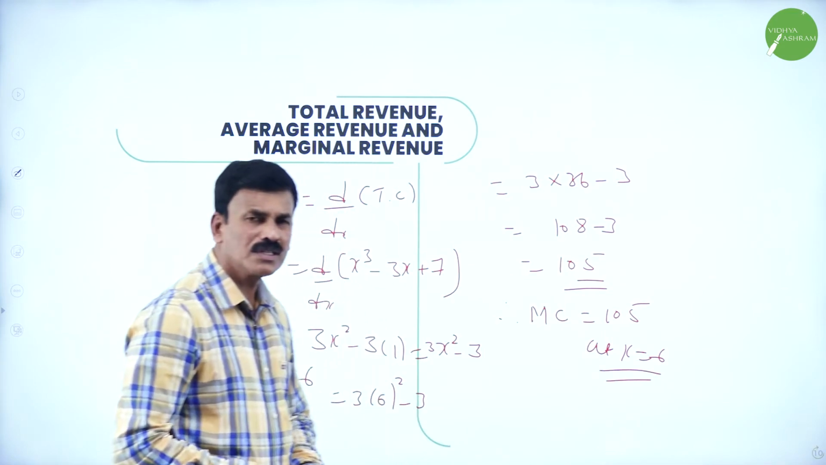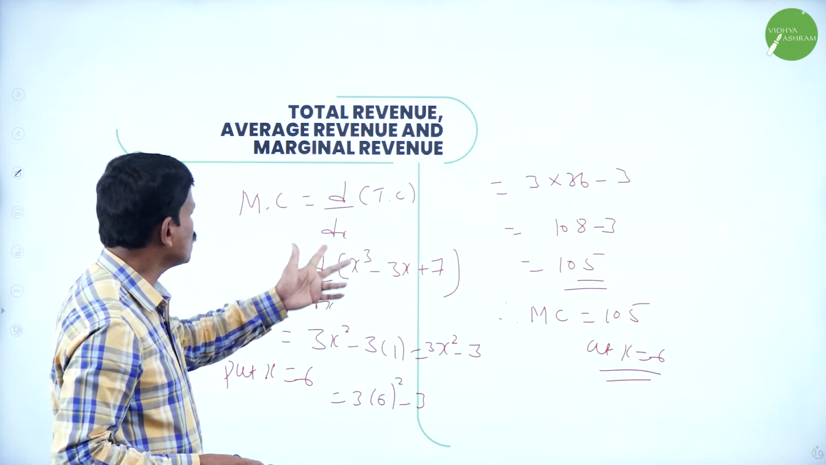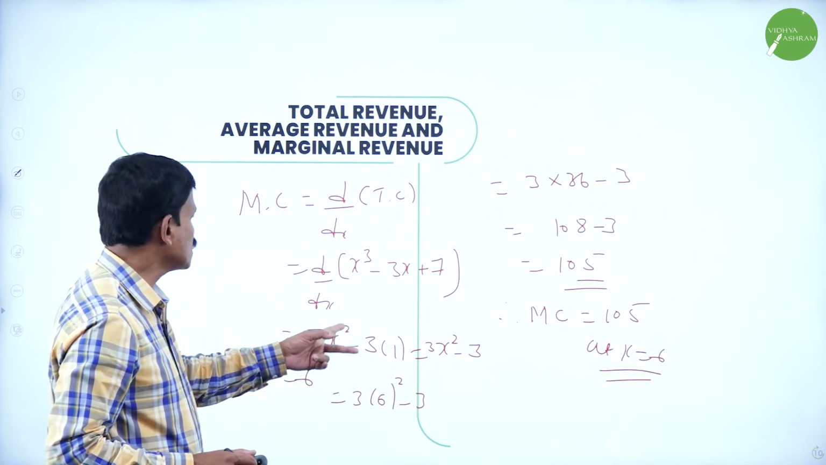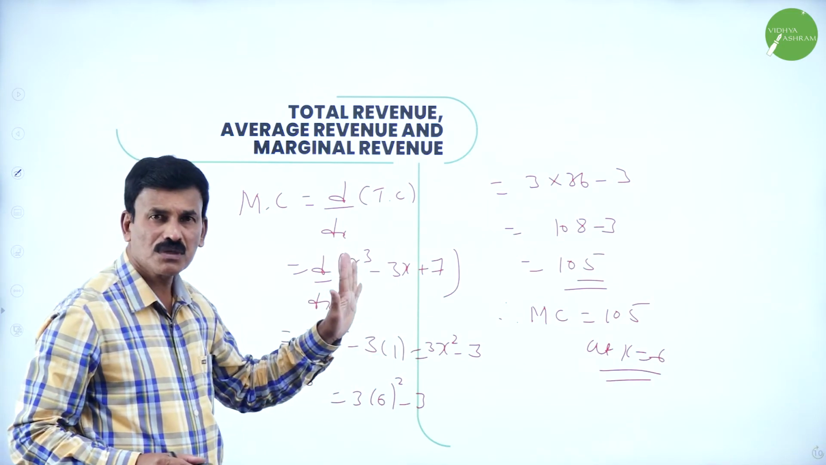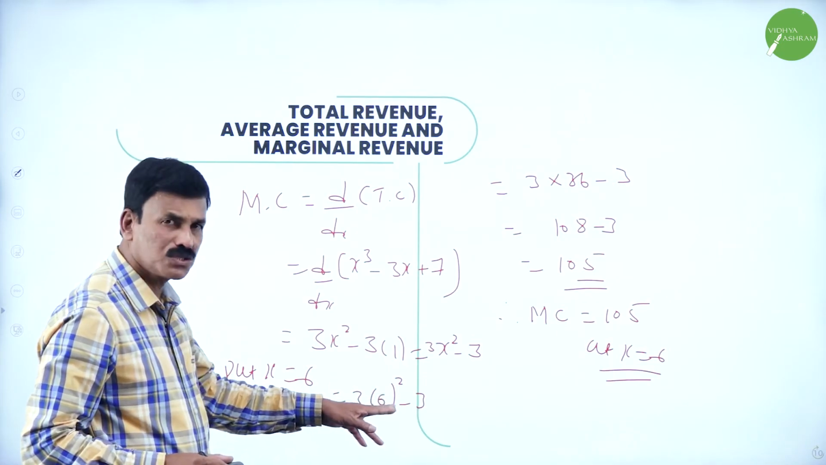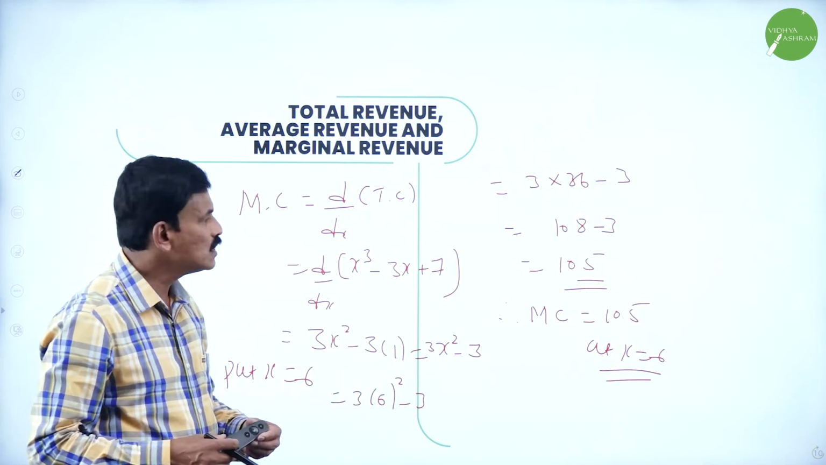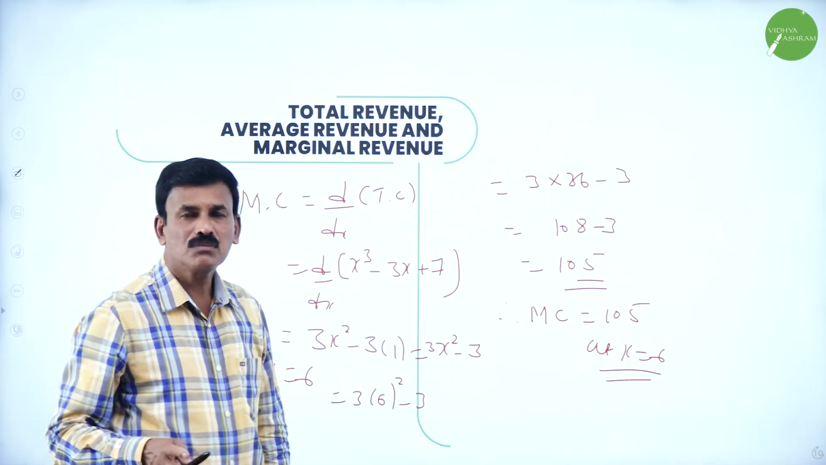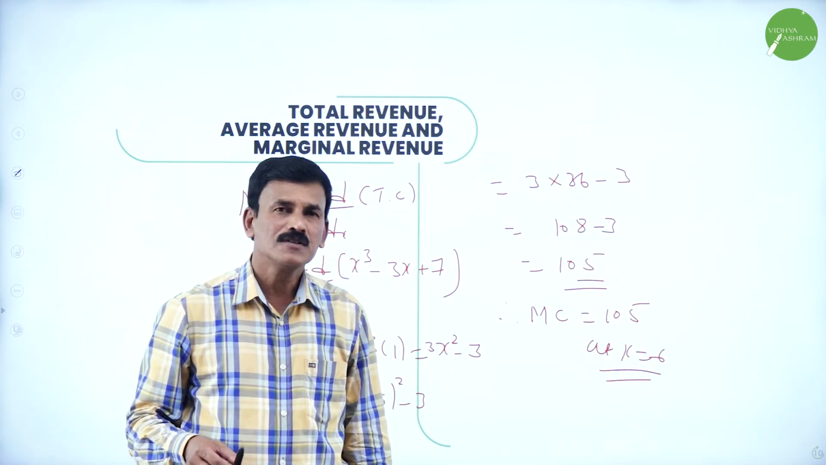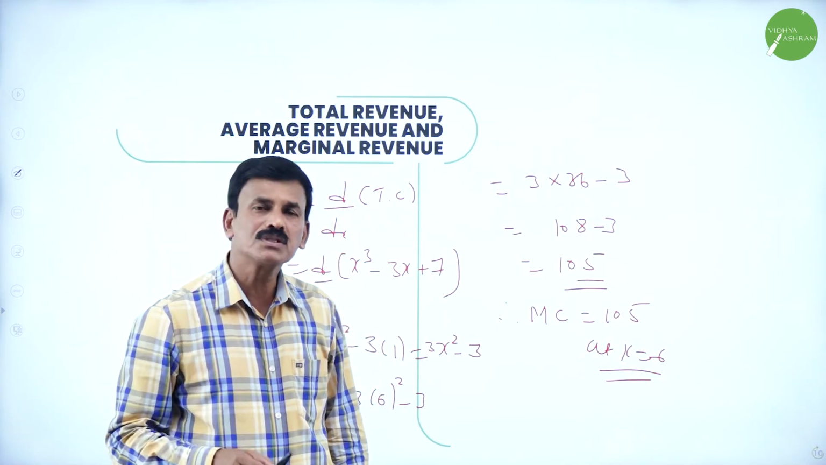Okay, very simple concept. Just differentiate the given function with respect to x, d by dx of x cube minus 3x plus 7. Differentiation of x cube is 3x square, minus 3 into differentiation of x, which is 1. So 3x square minus 3. Put x is equal to 6: 3 into 6 square minus 3. 6 square is 36, 36 into 3 is 108, minus 3 is 105. Therefore, the marginal cost is 105 when x is equal to 6. This is very important and very easy. Hope you followed. Now let us come to a similar type of problem.